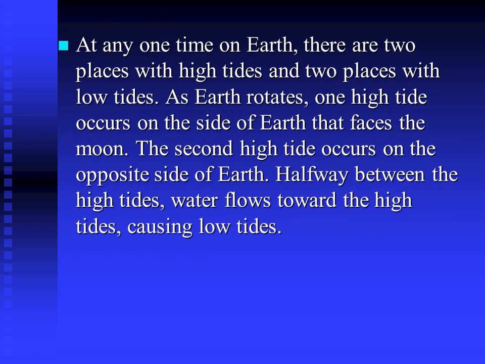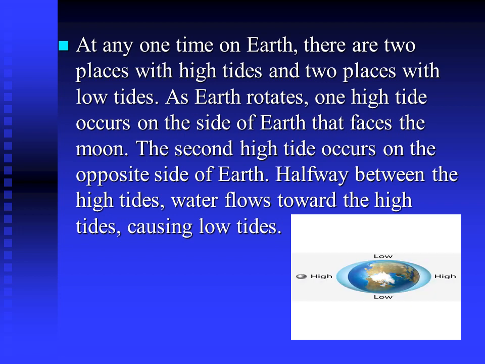At any one time on earth, there are two places with a high tide and two places with a low tide. As earth rotates, one high tide occurs on the side of earth that faces the moon. The second high tide occurs on the opposite side of earth. Halfway between the high tides, water flows towards the high tides, causing low tide.